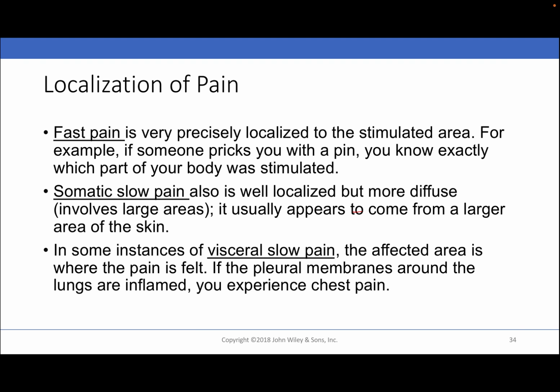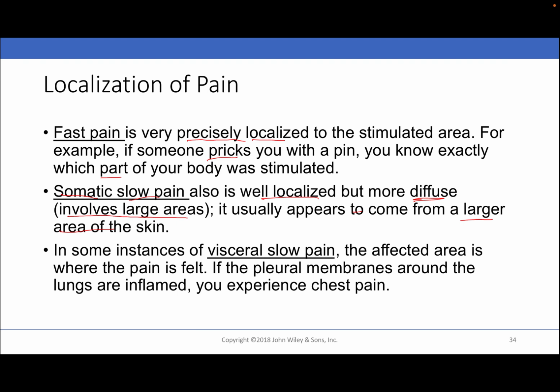Now, as far as localization of pain is concerned, fast pain is going to be very precisely localized to that area of stimulus. So when somebody sticks you with a needle for a shot, you know exactly where that shot was given. Somatic slow pain, on the other hand, is also going to be well localized, but it's a bit more diffuse. This is going to involve a larger area and is usually going to appear to come from a larger area of skin.